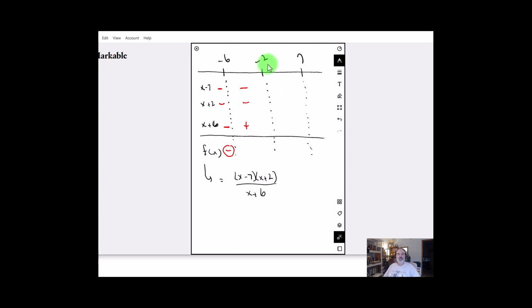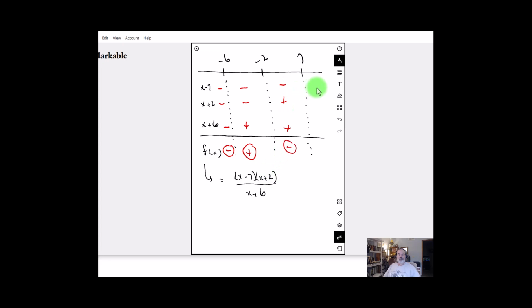All right, between -2 and 7, such as 0, x minus 7 will still be negative. X plus 2 is now going to be positive. X plus 6, positive. So the net, whoops, I forgot to do my net in the second column, so let's move back to the second column, between -6 and -2. If we build this function, we have a negative times a negative, which is positive, divided by a positive. The net result is positive. And now -2 to 7. We'll have a negative times a positive, which is negative, divided by a positive, the whole thing negative.